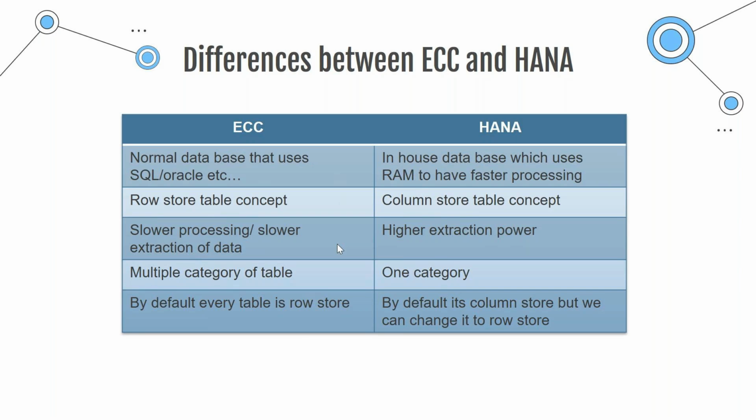Okay, and in ECC by default every table is a row store table. Whereas in HANA system or S4 systems, by default it is column store, but SAP gives us the flexibility to change it to a row store. So every table is column store by default, but if you want to change it, you can make it row store also. That flexibility is given. Okay, that is S4 system.